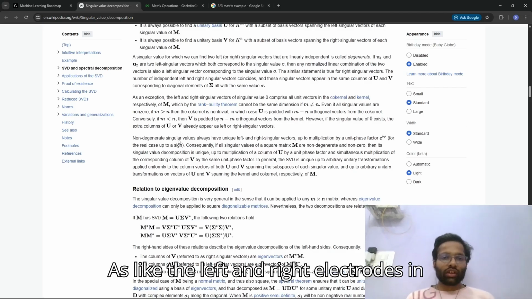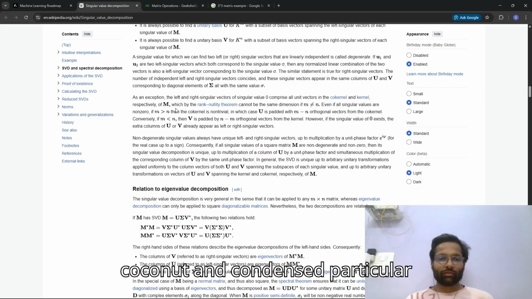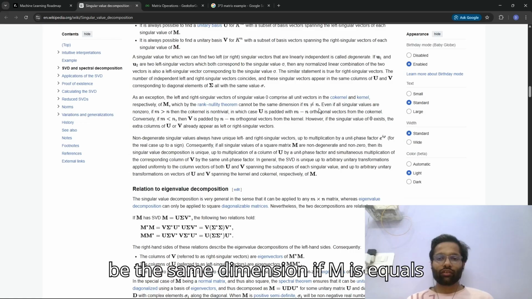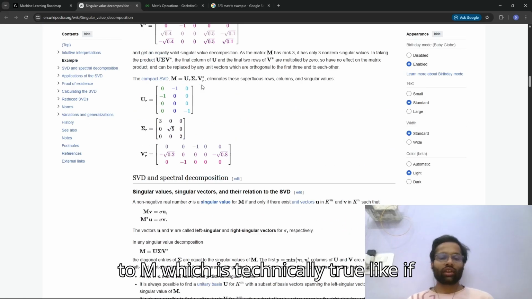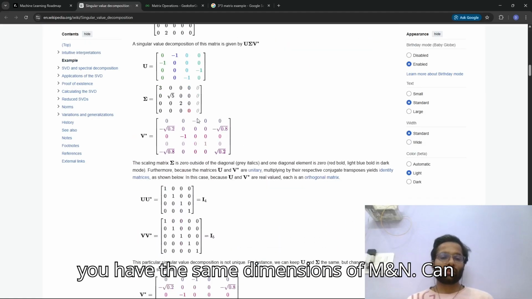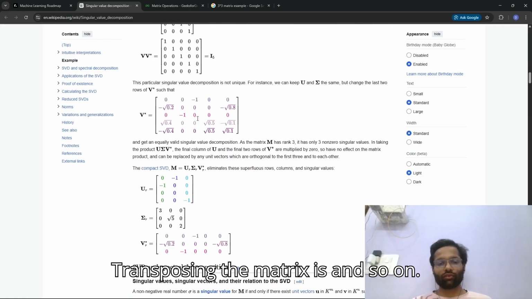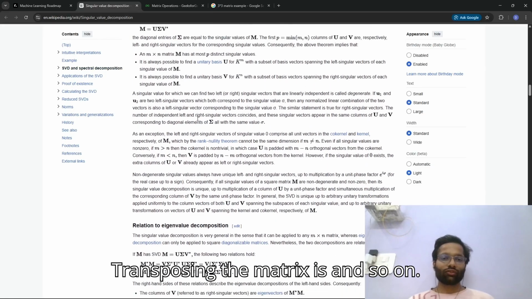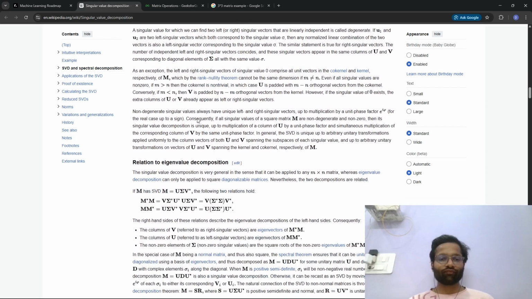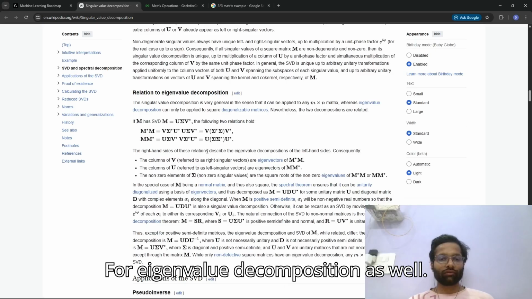As an extension, the left and right singular vectors of singular values comprise all units in the co-kernel and kernel respectively of M, which by the rank-nullity theorem cannot be the same dimension if M is not equal to N, which is technically true. Like if you have different dimensions of M and N, they can't be equal because they're transposing the matrices and so on. So of course that theorem stands for every case, for eigenvalue decomposition as well.